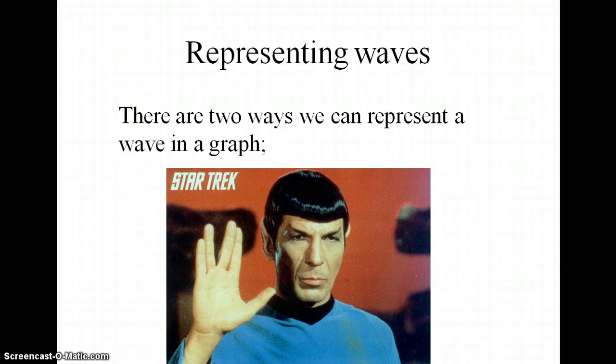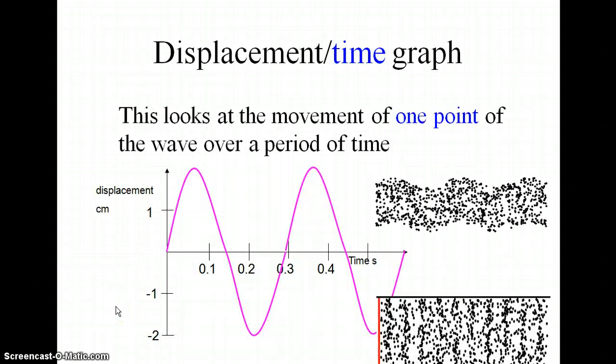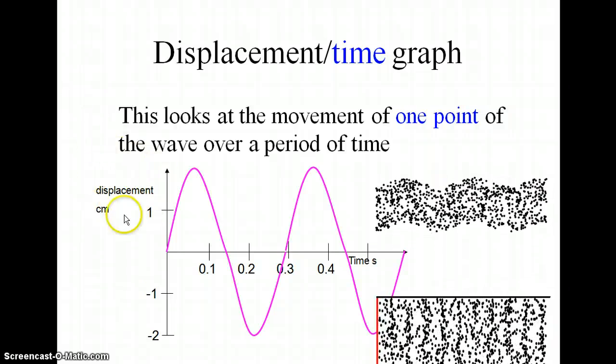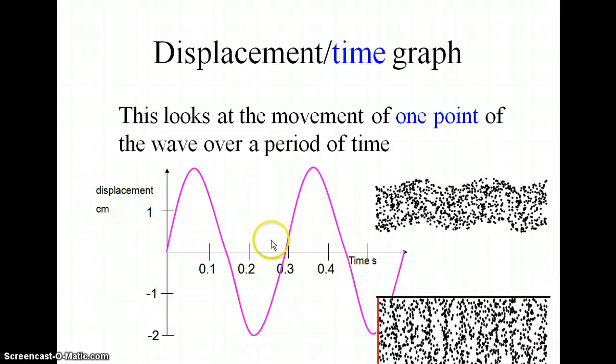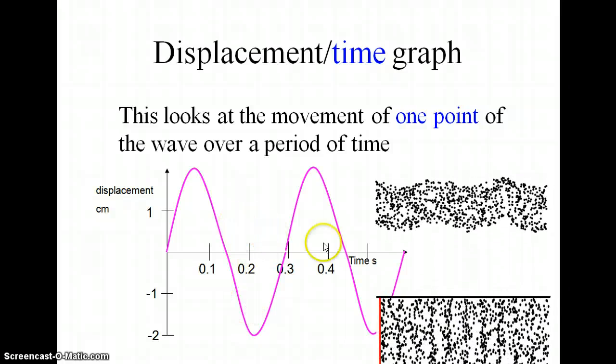Okay, we're just going to look at how we can represent waves. And as you can see from the slide here, there are two ways that we can represent waves. This is the Vulcan salute here. Okay, the first is by a displacement time graph. So you'll notice here on the y-axis we've got displacement, here on the x-axis we've got time. Now, remember that this is a graph, this is not a picture of the wave, okay?